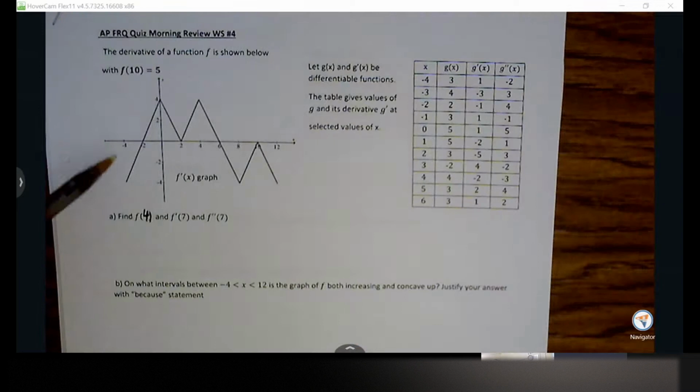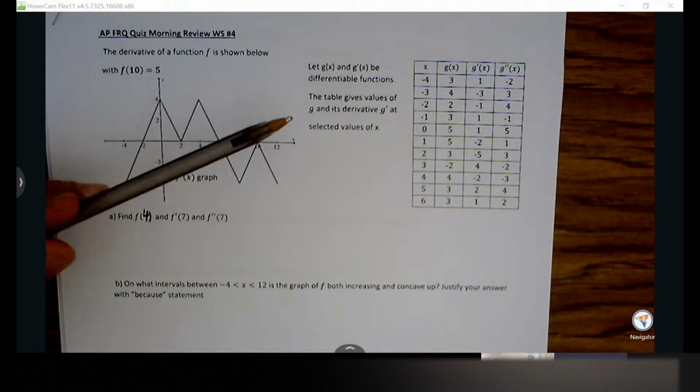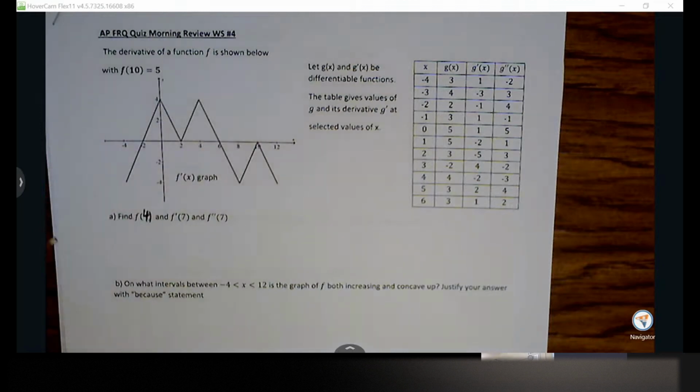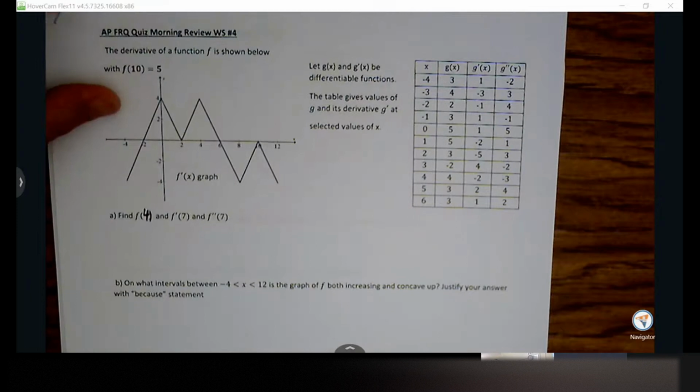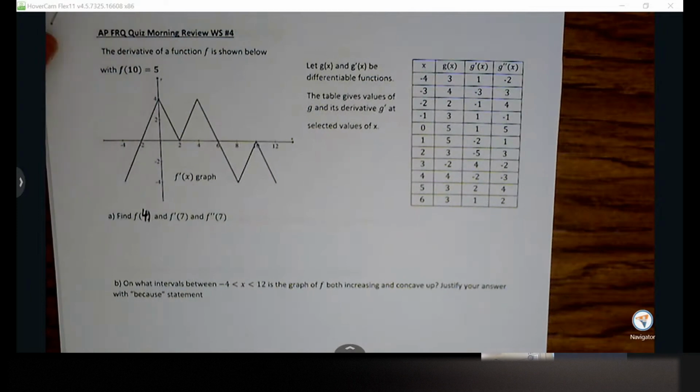All right, so we have a derivative f prime shown to us. f of 10 equals 5, and we see a bunch of triangles in these regions between the graph and the x-axis. We have g prime and g double prime, all differentiable functions. Find f of 4, find f prime of 7, and find f double prime of 7.